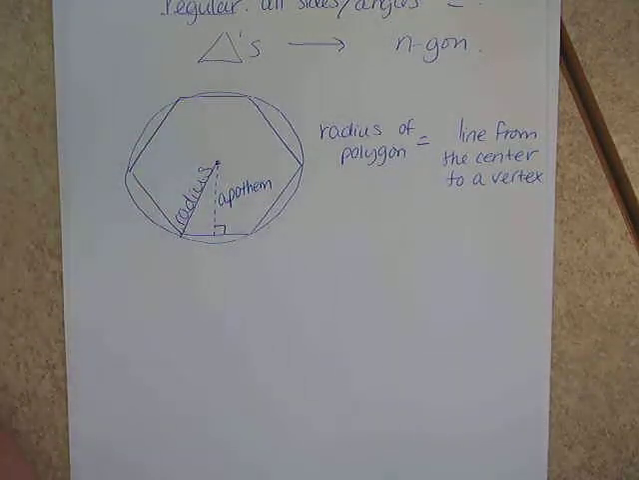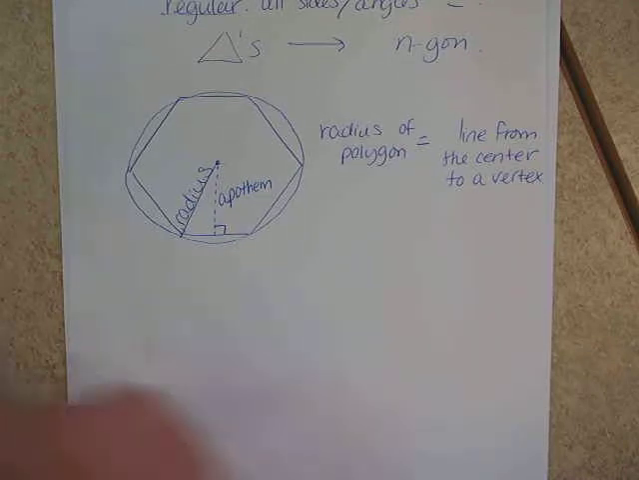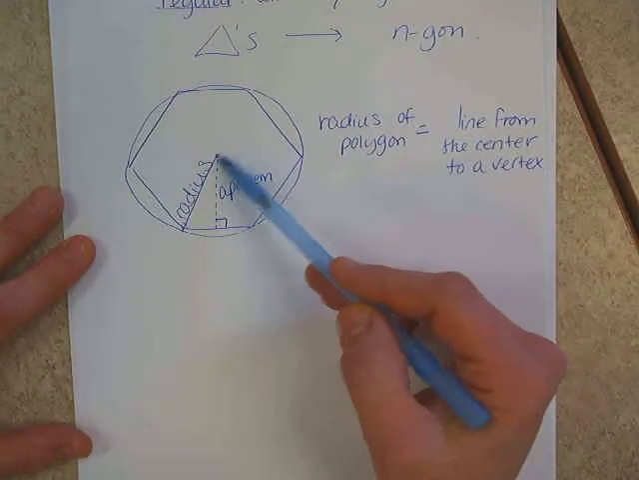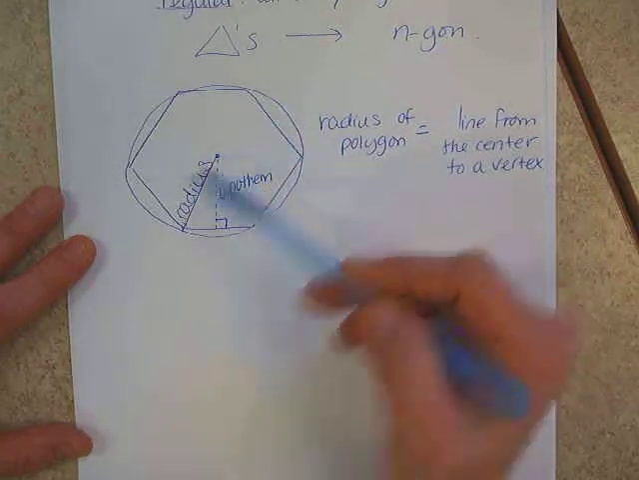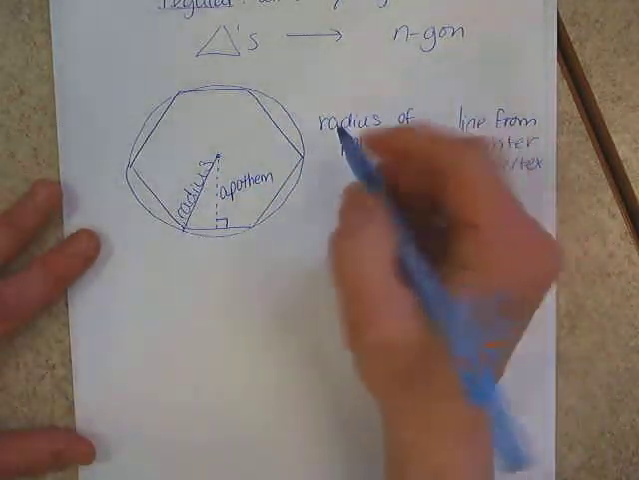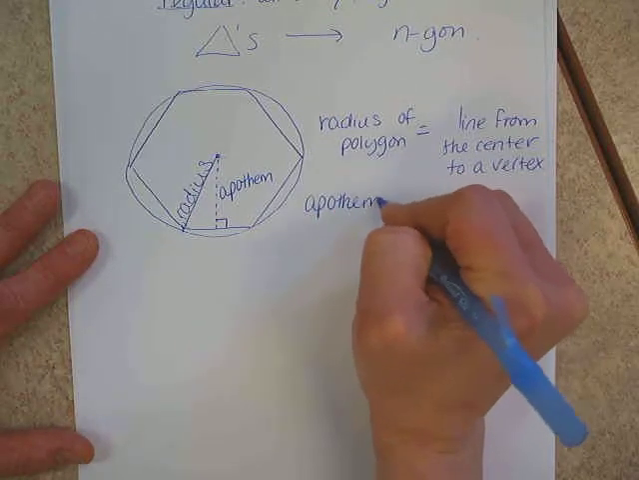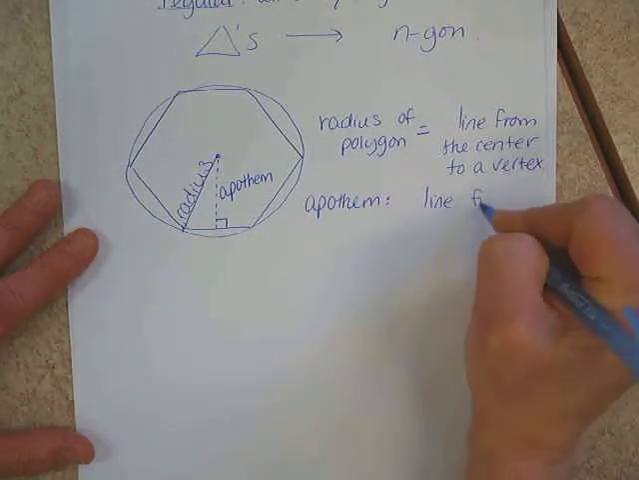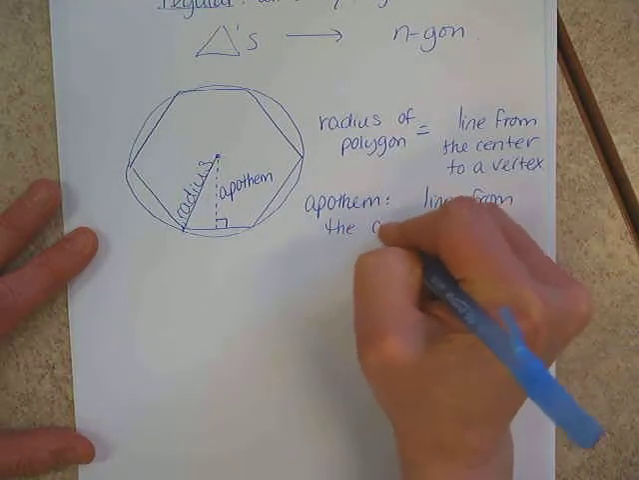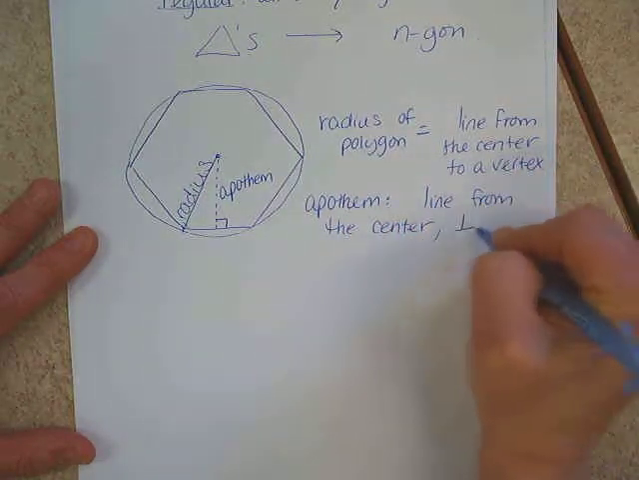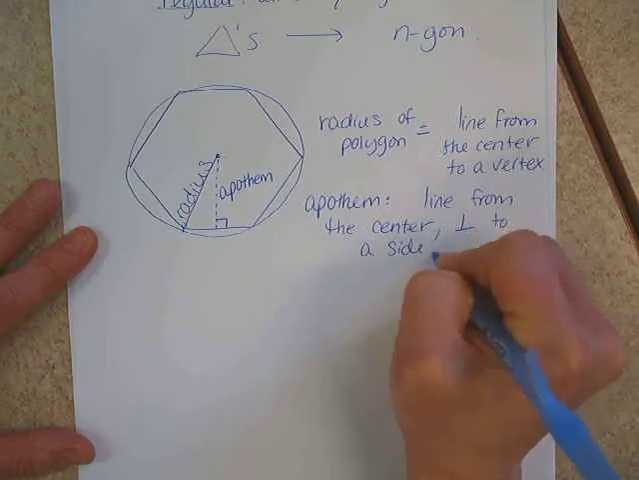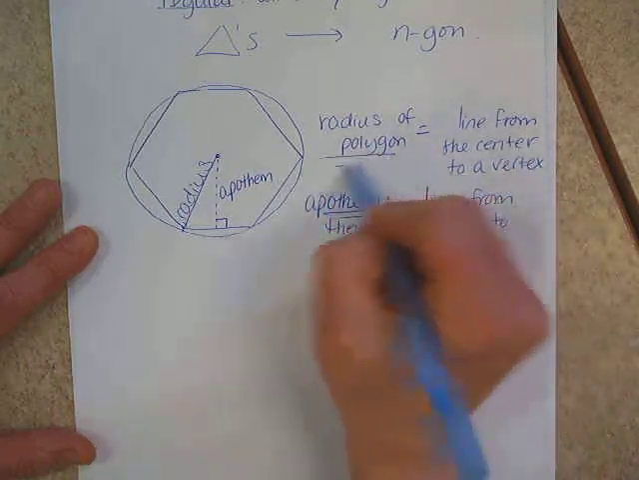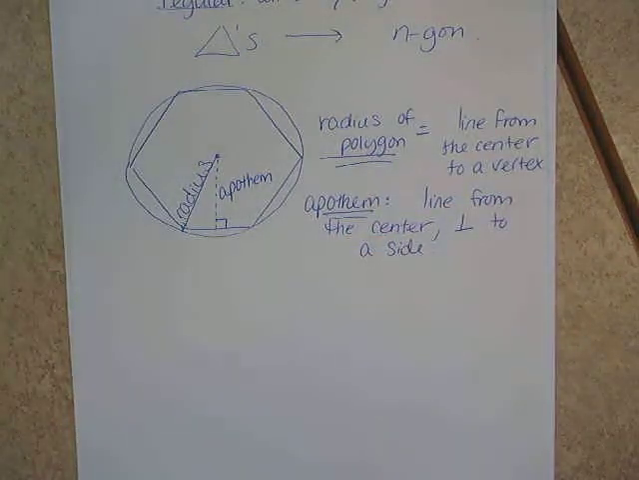All right, so the radius could be anywhere in this figure from the center to any vertex. The apothem could be drawn from the center to any side. So don't get confused if it's not straight down. I could draw a radius and I could draw an apothem here and a radius there. So the apothem is the line from the center perpendicular to a side.